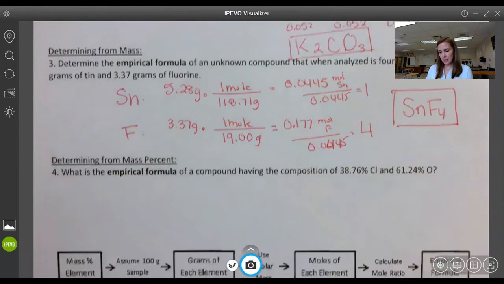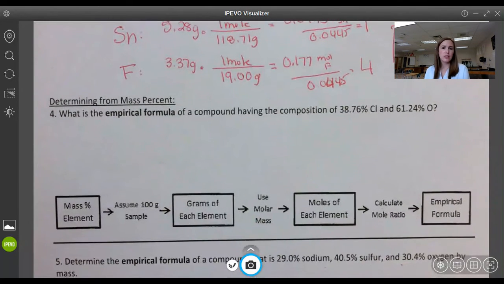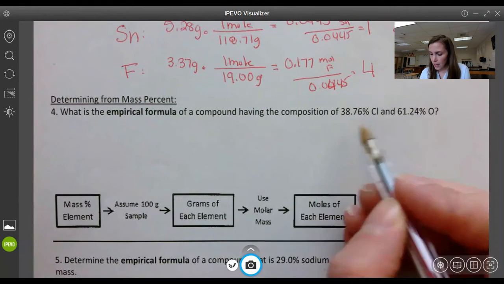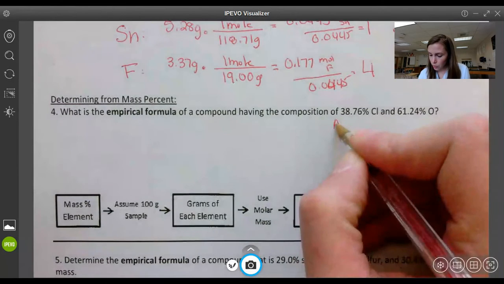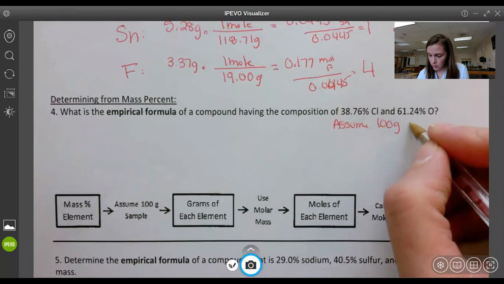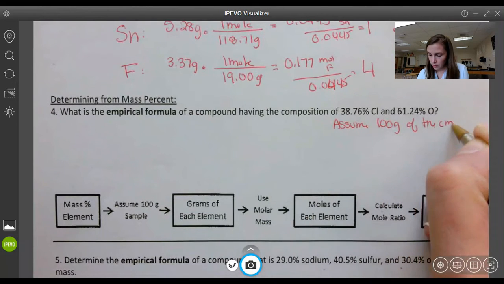All right, the next example here is usually how we find these questions. This is going to be what is the empirical formula of a compound having a composition where we have the percentages of each element given to us. Okay, and this is usually how we would probably analyze in the lab in terms of figuring out how much of each element you have. So in the next piece here, we're going to simply assume that we have 100 grams of the compound.